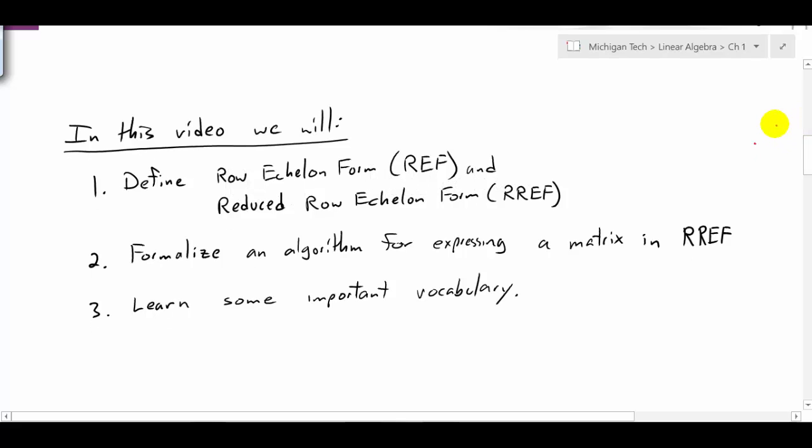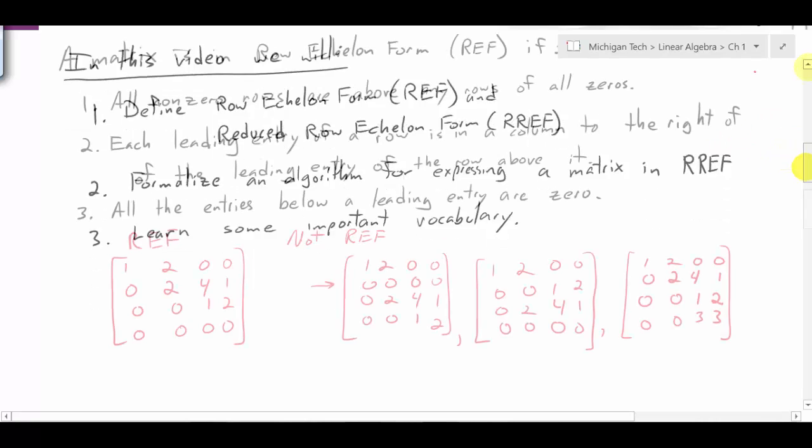So this video has three main goals. First, we're going to define what row echelon form is, or REF, sometimes called echelon form, and also define what reduced row echelon form is, or RREF. Next, we're going to formalize an algorithm for expressing a matrix in RREF. So we're going to find a way to take a matrix and put it into reduced row echelon form. And along the way, we're going to learn some important vocabulary that we'll see later in the course.